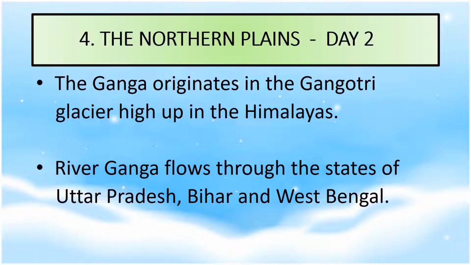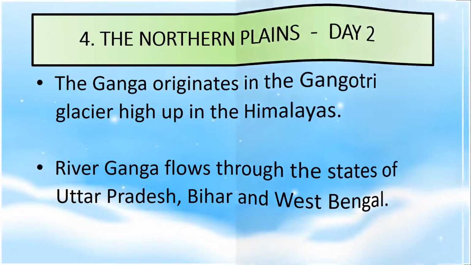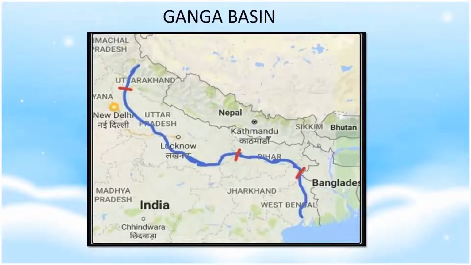Today we are going to learn about the first river basin, that is the Ganga river basin. River Ganga originates in the Gangotri glacier high up in the Himalayas. The Ganges flows through the states of Uttar Pradesh, Bihar and West Bengal. Children, in this map you can see the course of river Ganga. The area where river Ganga flows is the Ganga basin.